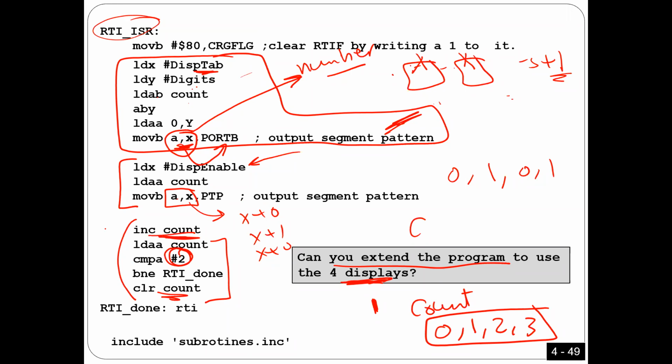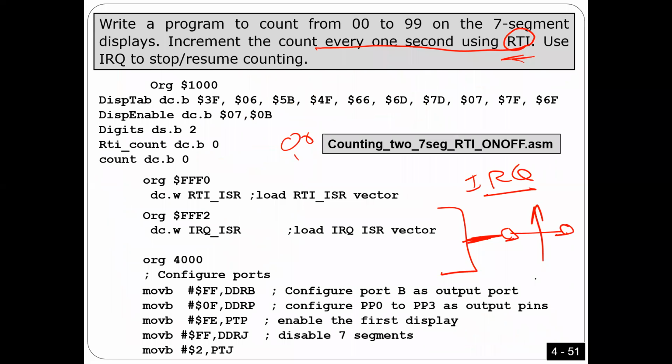So I'm gonna take this task here, guys. This task was used for time multiplexing. Here I used RTI for time multiplexing. So I'm gonna take this code from here, I'm gonna put it in the main program. Okay, that's exactly what I did here.